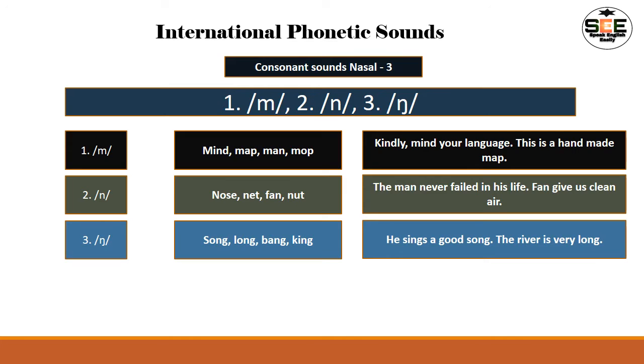So it is very important for us. If we want to speak English fluently and pronounce English correctly, then definitely we need to learn these phonetic sounds, right? So today we'll learn this consonant sound nasal. It is 3. So let's start. Number 1 is symbolized with m. Number 2 is symbolized with n. Number 3 is symbolized with ng.